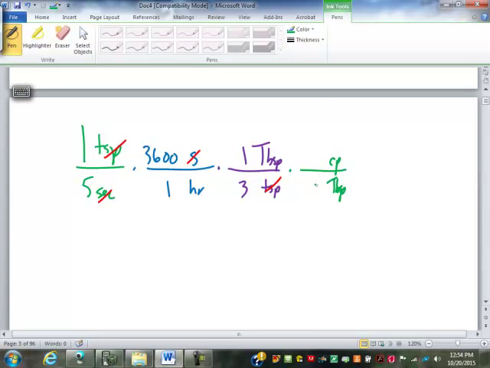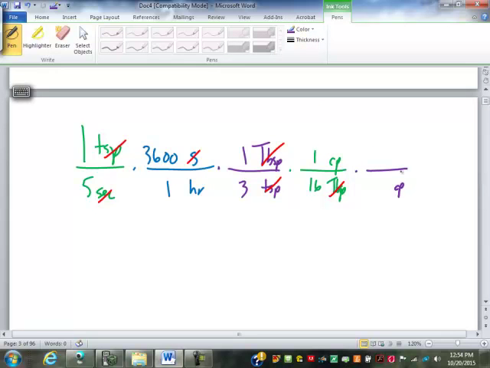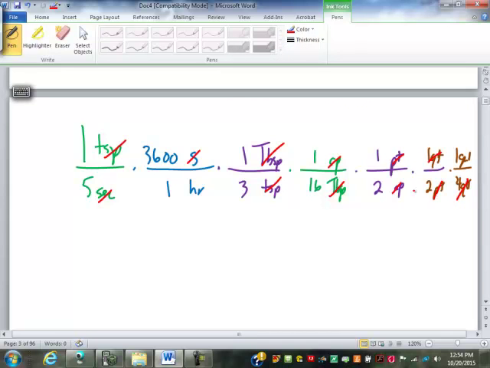From tablespoons to cups, 1 cup is 16 tablespoons. Cups to pints. 1 pint is 2 cups. So the cups are gone, we're at pints. 2 pints in a quart, you got it. And 4 quarts in 1 gallon. So pints are gone, quarts are gone. On top, all we have is gallons, and on bottom we have hours. So gallons per hour is what we're going to get out of this.